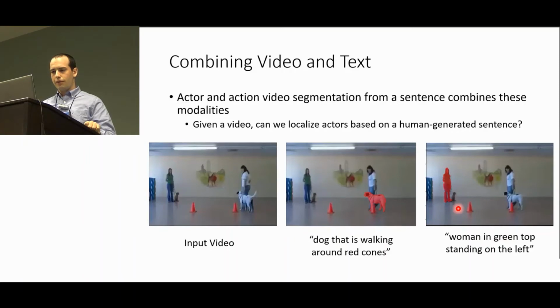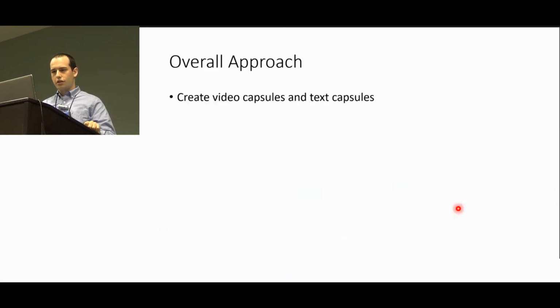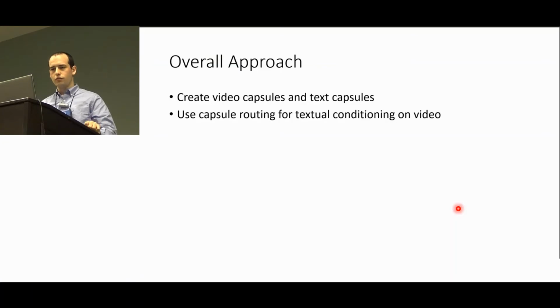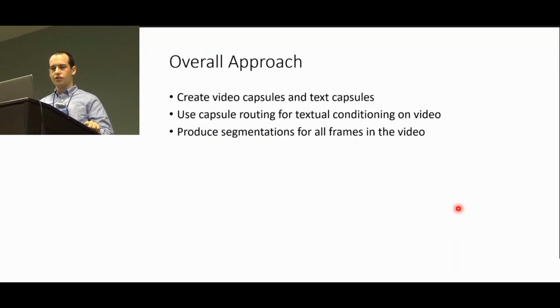If we want to implement this in a capsule framework, you can create a set of capsules from the video and create a set of capsules from the text. And then you can use capsule routing to condition the video capsules based on the text capsules. Then you use these conditioned capsules to produce segmentations for all the frames in the video.